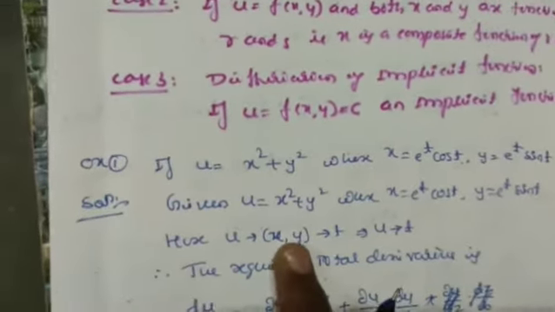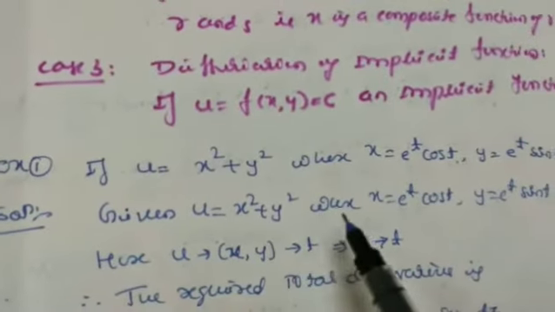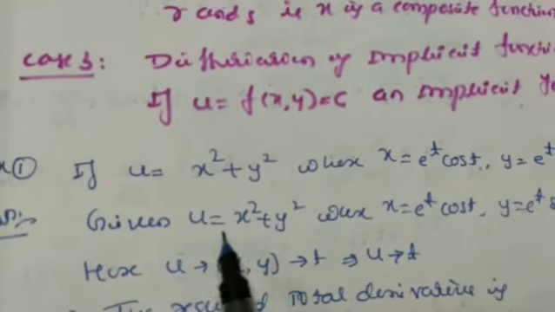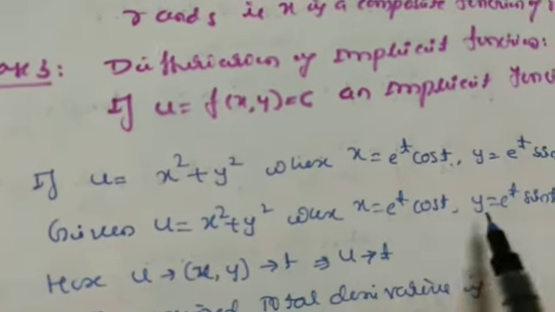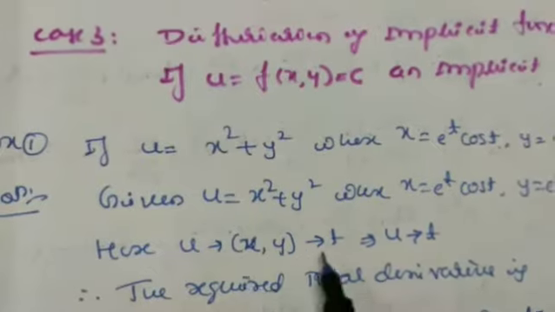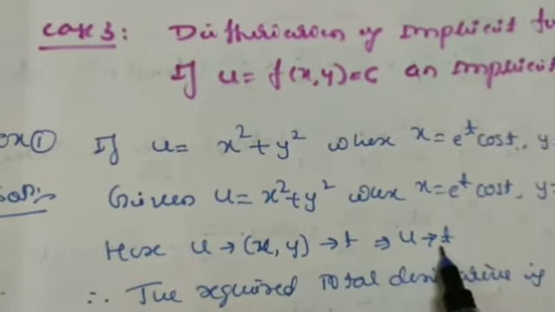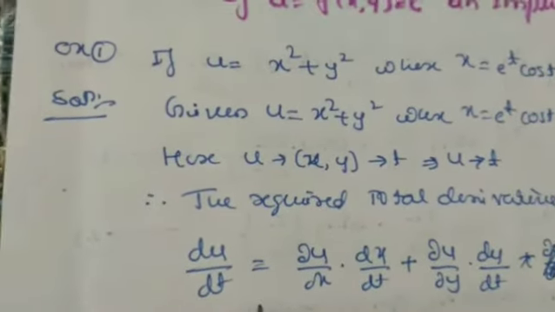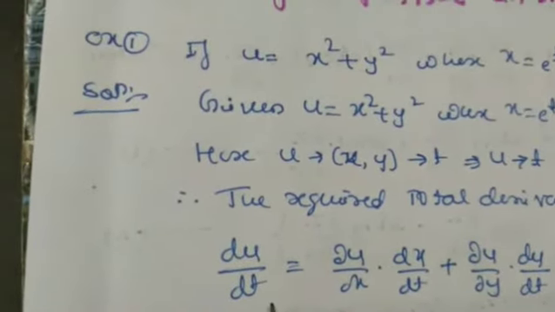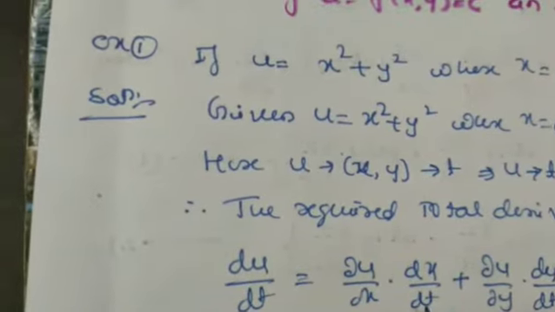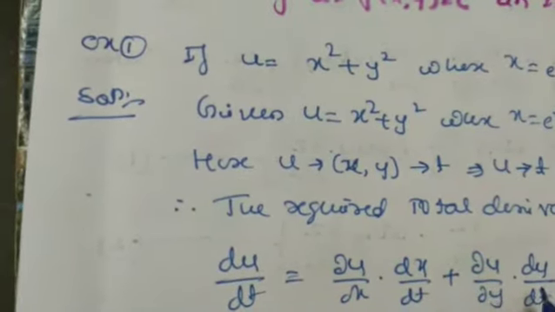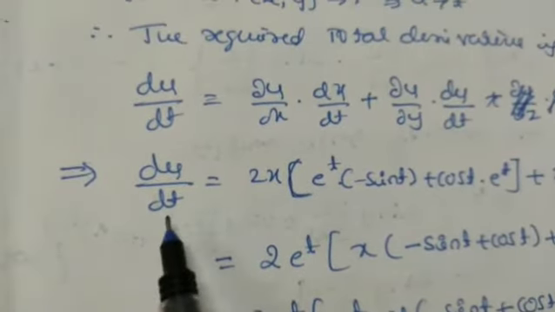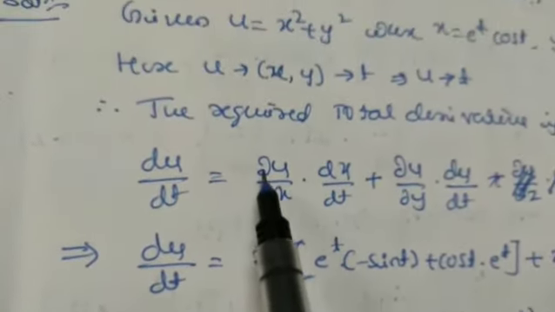Let us take u is equal to x square plus y square, where x and y are given like this. See here in this case u is a function of x and y, and x and y are in terms of t. This implies u is a composite function of t. Therefore the required total derivative is given as du by dt is equal to dou u by dou x into dx by dt plus dou u by dou y into dy by dt.